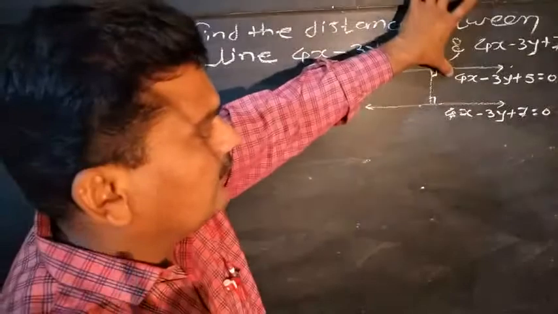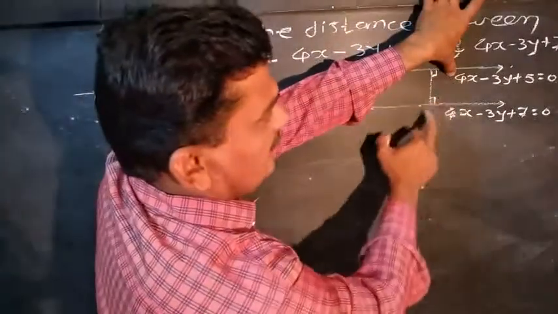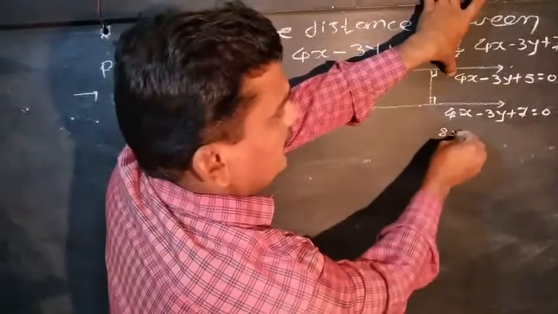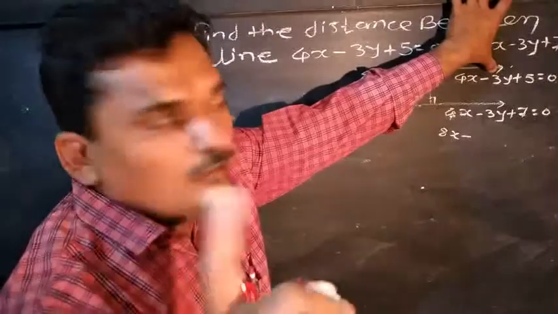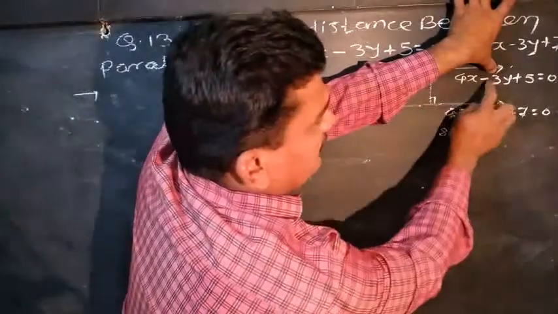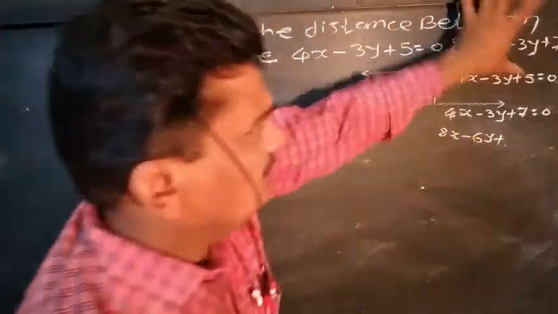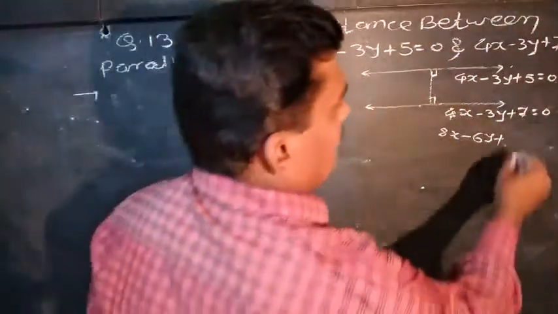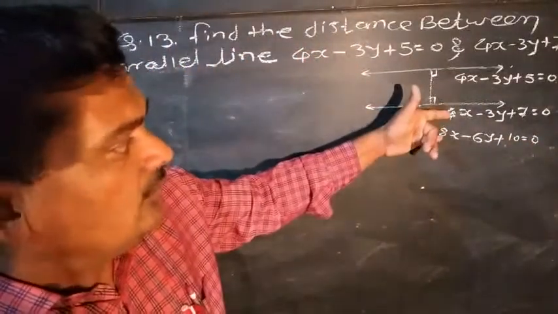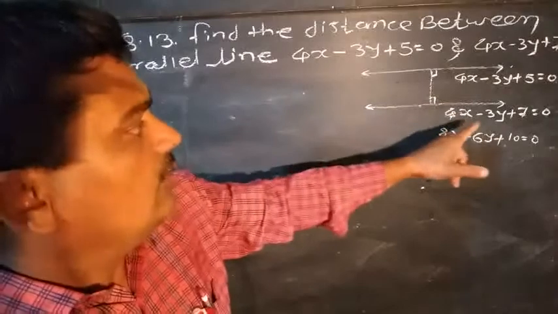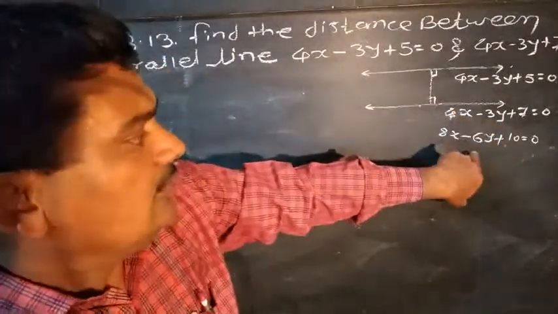Next, consider an example. Multiplying by 2, 4 multiplied by 2 is 8x. Then the second term, minus 3 multiplied by 2 is minus 6y. Then plus 5 multiplied by 2 is 10. These two lines are again parallel. Only the x term and y term are in multiplication form.